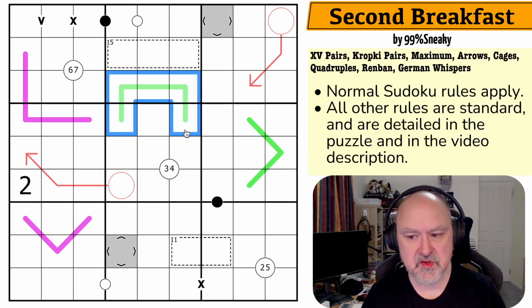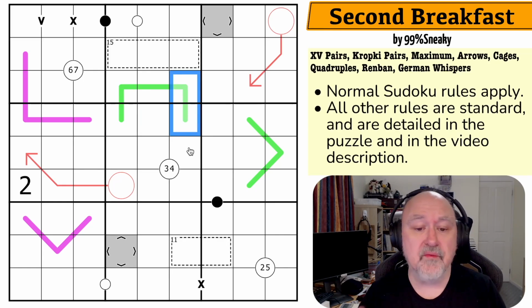The way German whispers works is they're really only connecting the neighbors. That's all you really have to worry about, although the line itself will provide a lot more constraint. But any two cells connected by a green line must have a difference of at least 5. That's all of the rules in the puzzle.